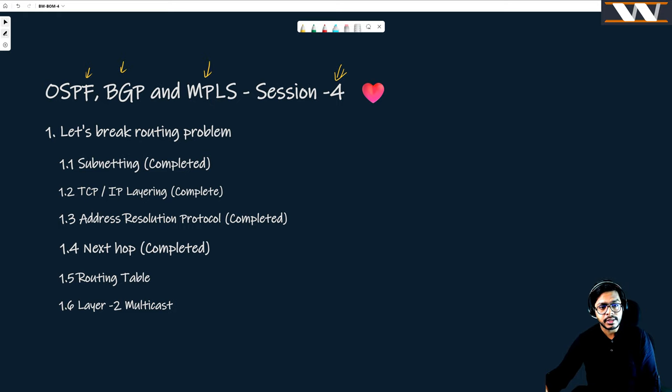So we are done with subnetting. We are done with TCP/IP layering. We are also done with the Address Resolution Protocol, which was pretty interesting. We talked about communication inside a particular network. We talked about what happens when two hosts are in totally different networks. We need a router, which does not forward an ARP packet from one network to another network, but it can generate the ARP, right?